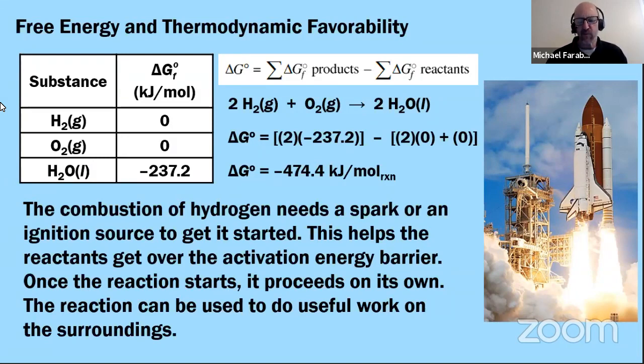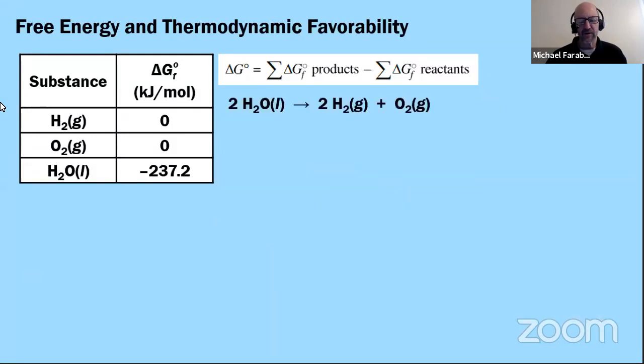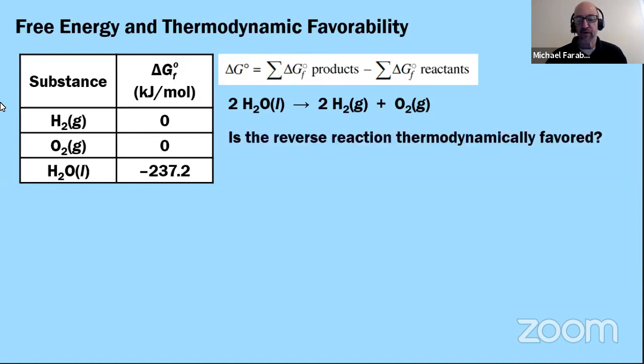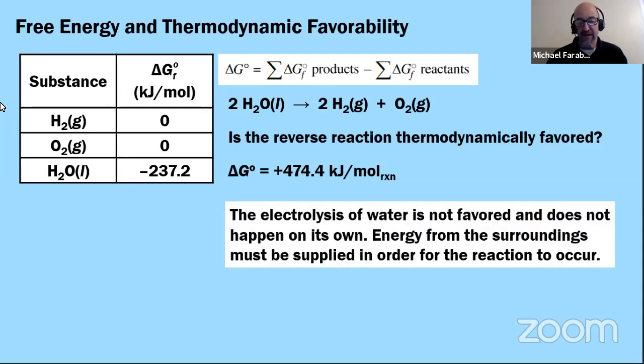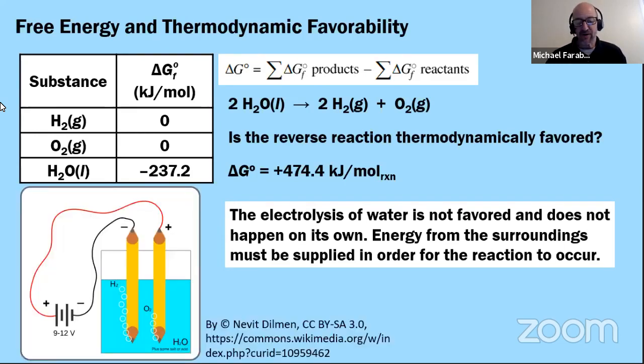What if I take the synthesis of water and write it backwards? If the forward process is favorable, then what do you think about the reverse process? Well, hopefully you understand if I take negative 474.4 and just flip it around, I now have a positive. So this is not the synthesis of water, but rather the decomposition of water. So the electrolysis of water can occur, but it's not thermodynamically favored. It doesn't happen all by itself. So energy in the form of a battery or some power supply must be provided from the surroundings to the system for that reaction to occur.